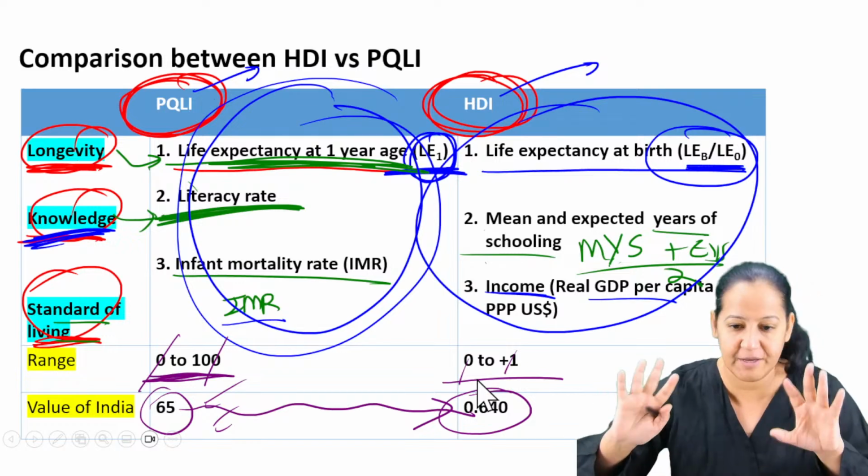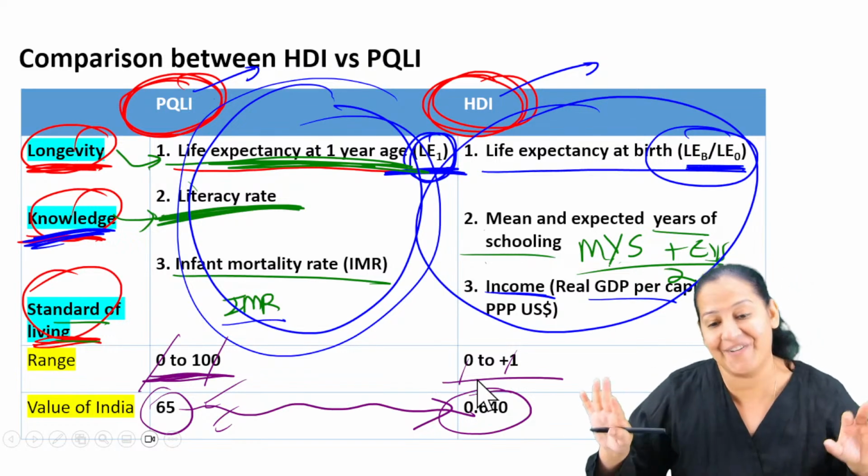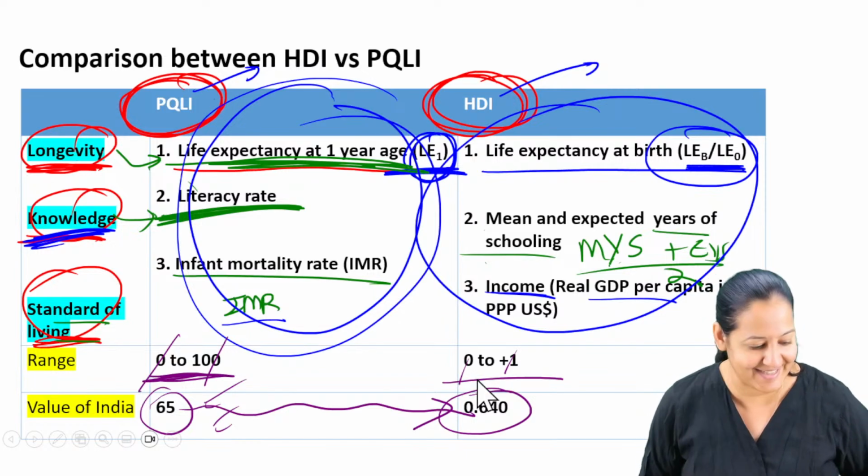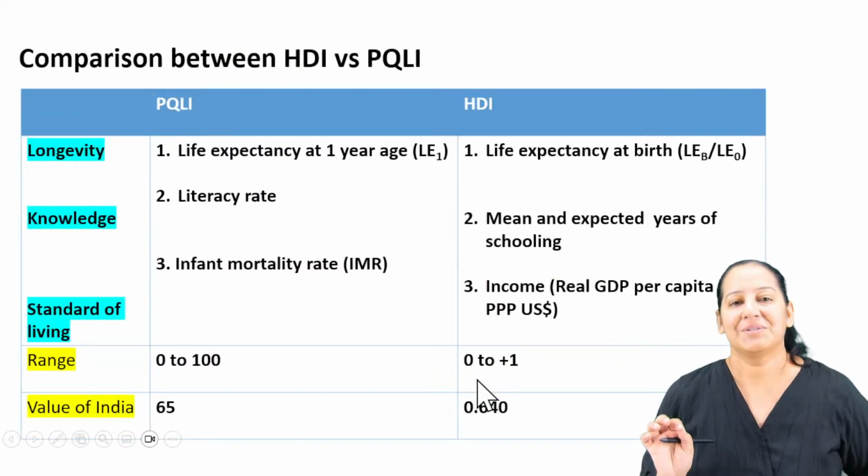None of them is false. Both of them are equally correct. But the criteria are different. For judging quality of life, we are using different criteria. That is the thing. Okay, chalo. So that is the thing.